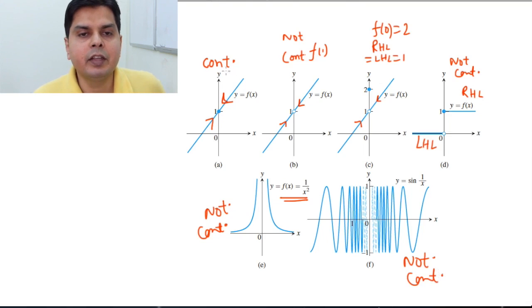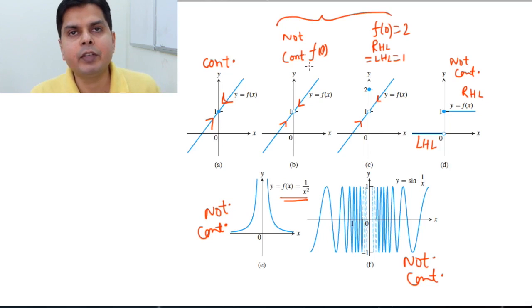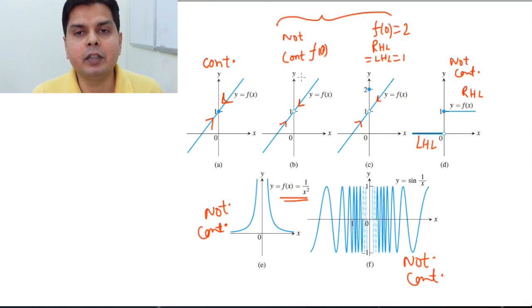So we have seen that in this case only this function is continuous at x is equal to 0. In this case the function is not defined at x is equal to 0, so it is not continuous. In this case also it is not continuous, and similarly in the remaining cases the function is not continuous. But in these two cases there is one possibility, that if I suitably define my value of function f(x), then I can make these functions continuous.